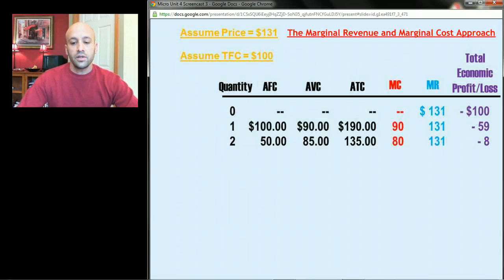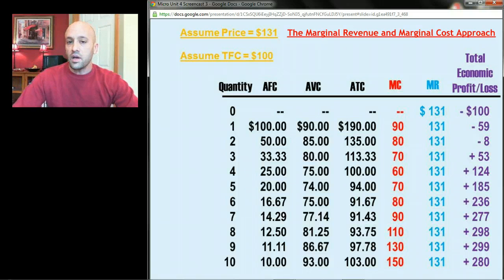All right, again, so let's go back to some data. Now, this time, instead of showing you total data, I'm going to show you per unit data. This is where the average fixed cost, average variable cost, average total cost, marginal cost numbers come in. Because remember, from the last unit, that's per unit data, not total data. So again, let's stay with that price of $131, and let's keep on assuming that fixed costs are $100.